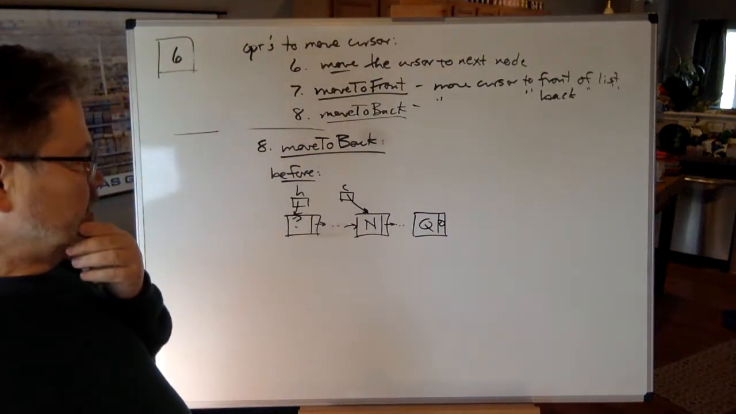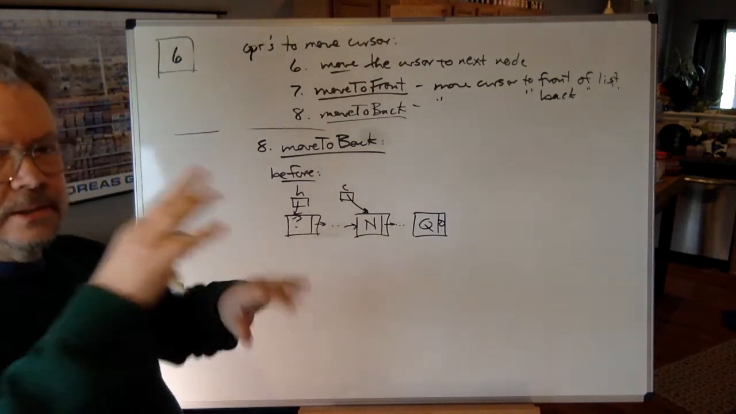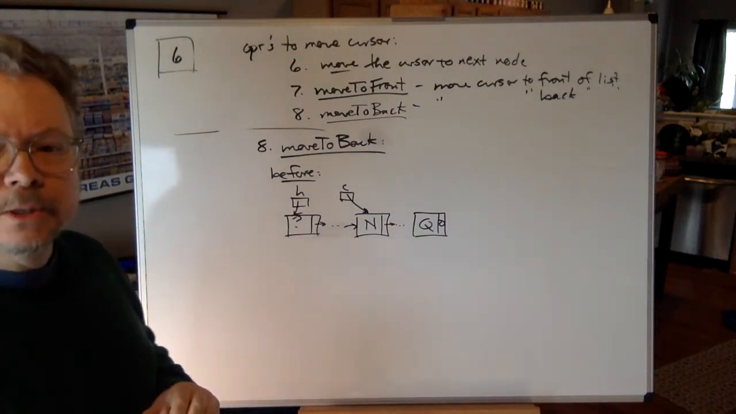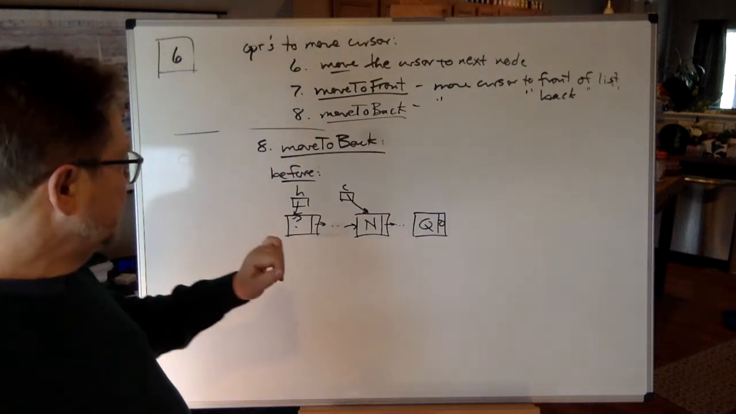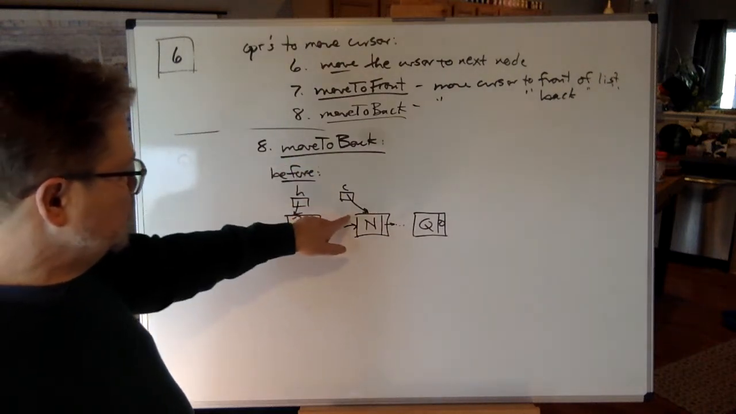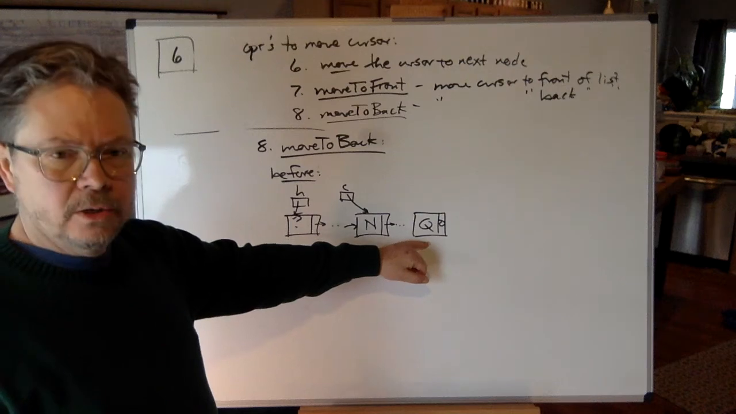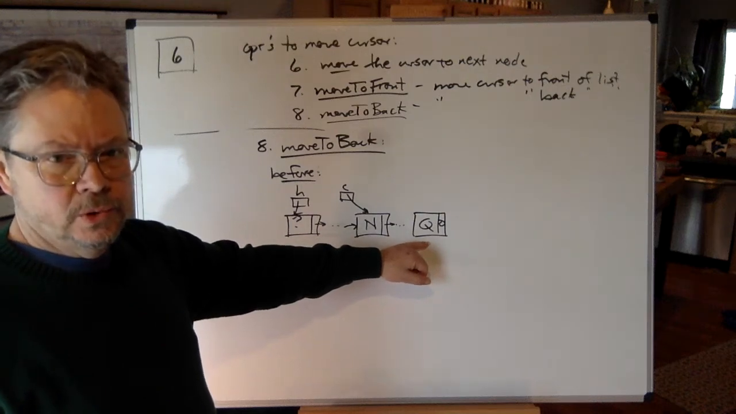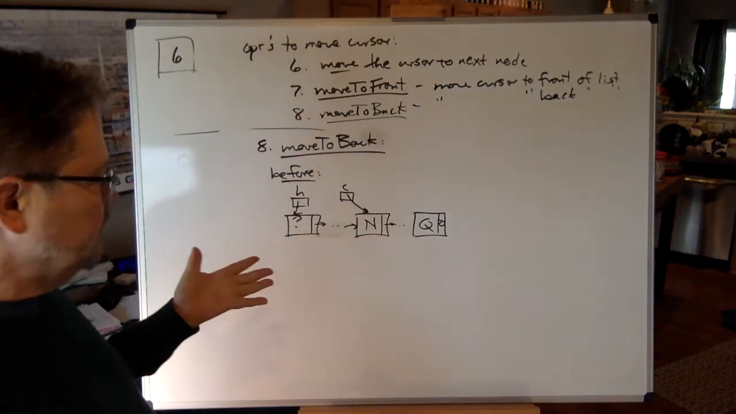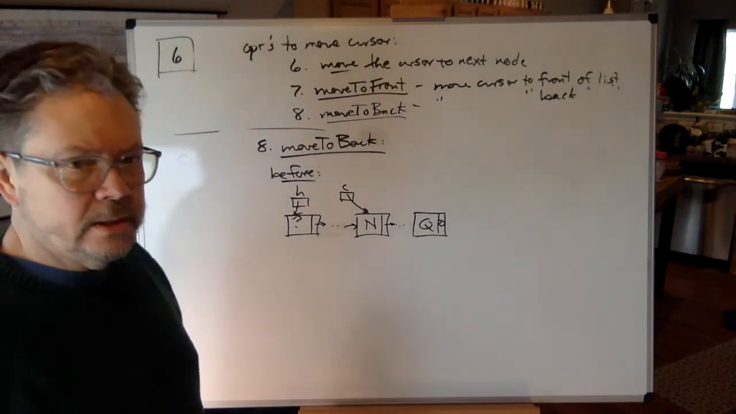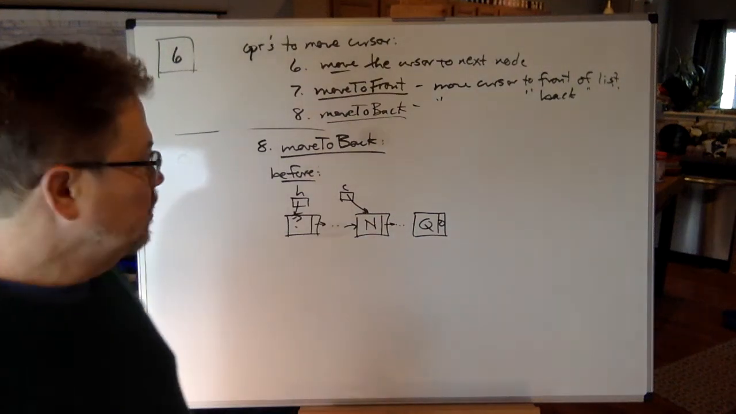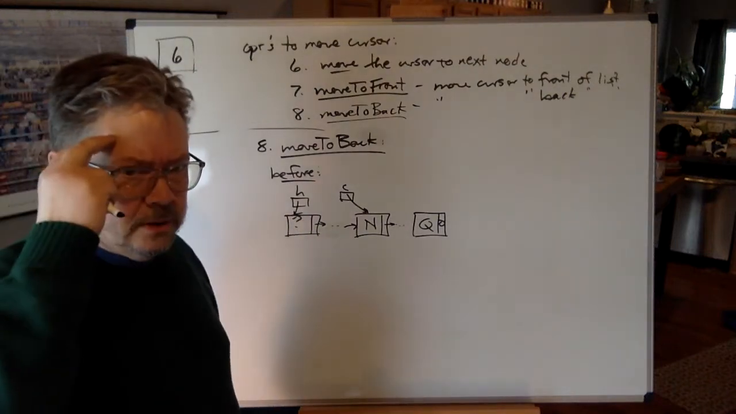Now, before I even do the after picture of this, let's talk about this abstractly. Of course, I will draw the pictures, it's just in my nature. But we want the cursor, when all the smoke clears, to be pointing at node Q. And we have the machinery in place, if we've implemented the code up to this point, to do that. Look what we could do. Think about this real hard.